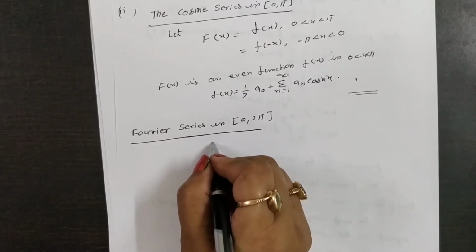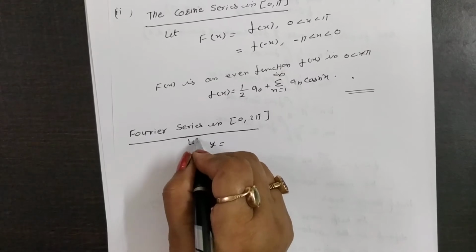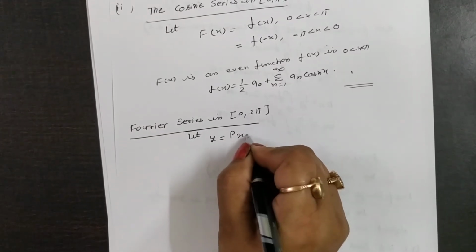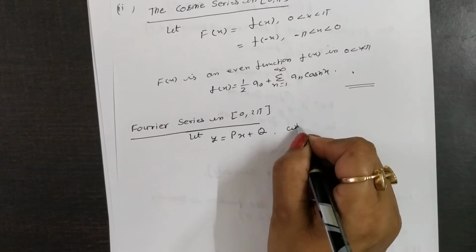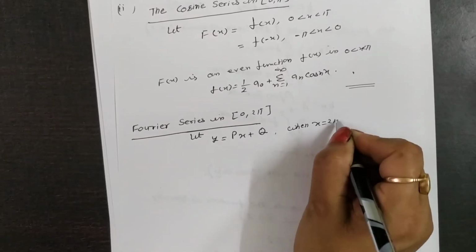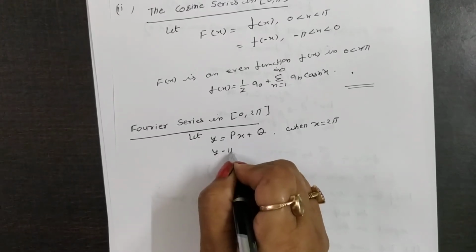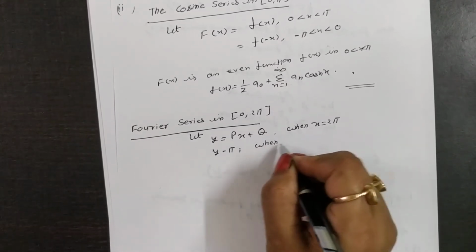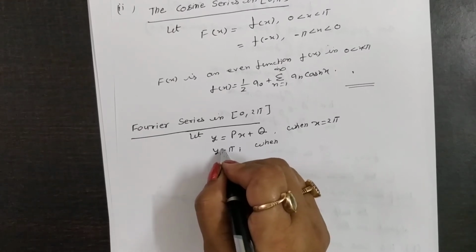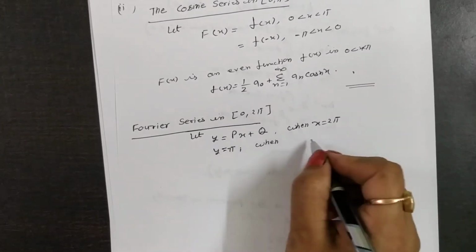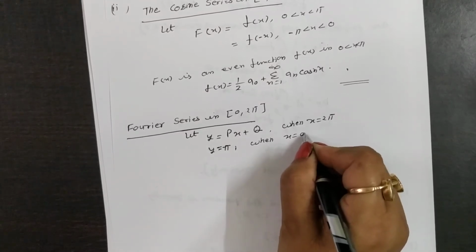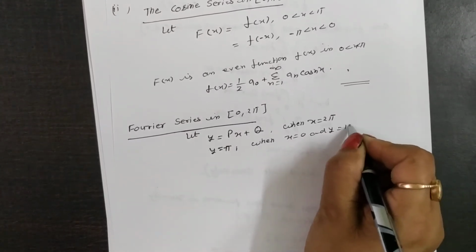Let us suppose that for any function in the range minus pi to pi, we can take y is equal to px plus q, where y is equal to pi when x is equal to 2 pi, and y is equal to minus pi when x is equal to 0.